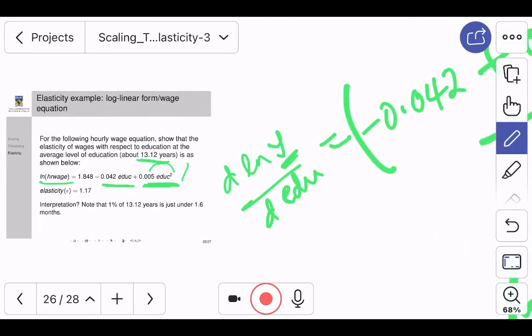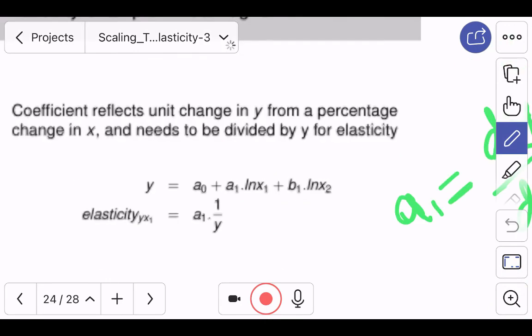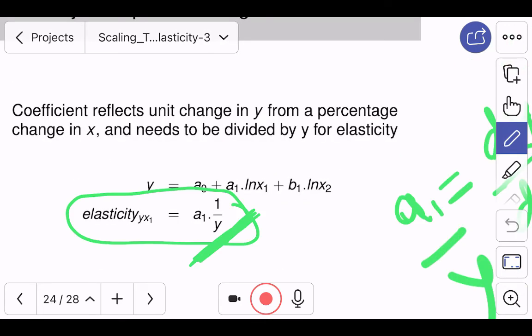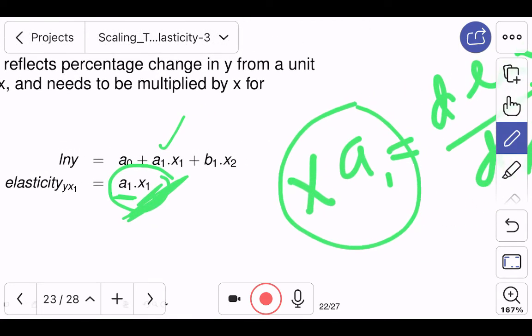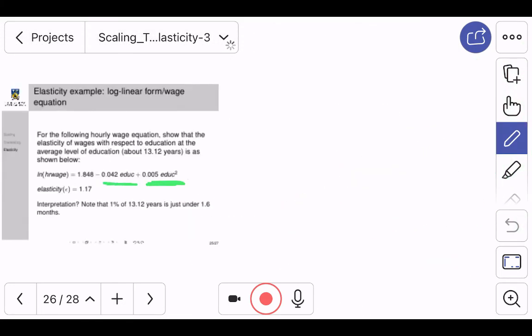Basically, you can figure out why this formula works based on what we have discussed, but if you don't want to do that, just go and grab the formula and apply it.